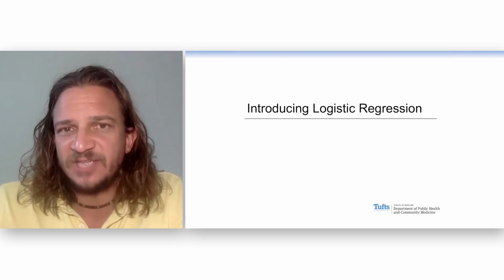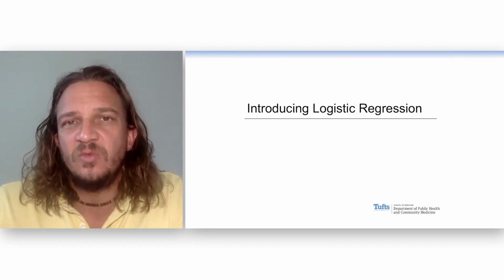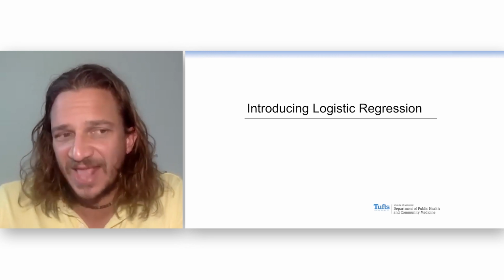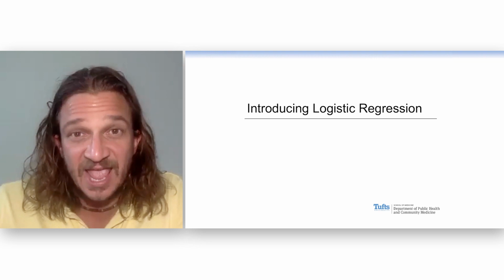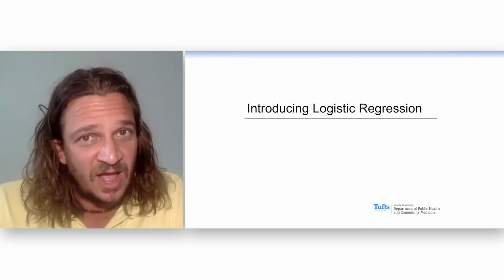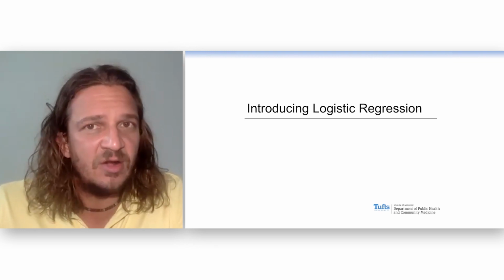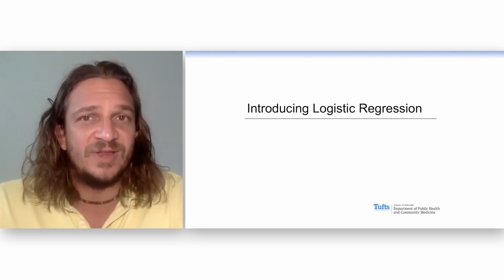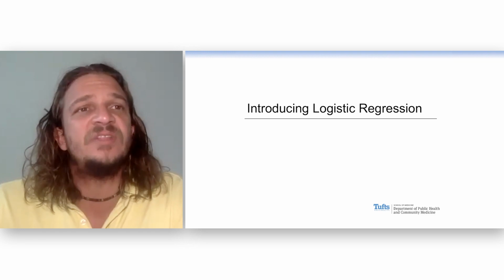Let's introduce the concept of logistic regression, which is an important concept in learning statistics for public health, because in public health, we deal with morbidity and mortality. Did someone die or not? Is someone sick or not? These are binary variables that we're very interested in modeling and predicting and trying to figure out the determinants thereof.